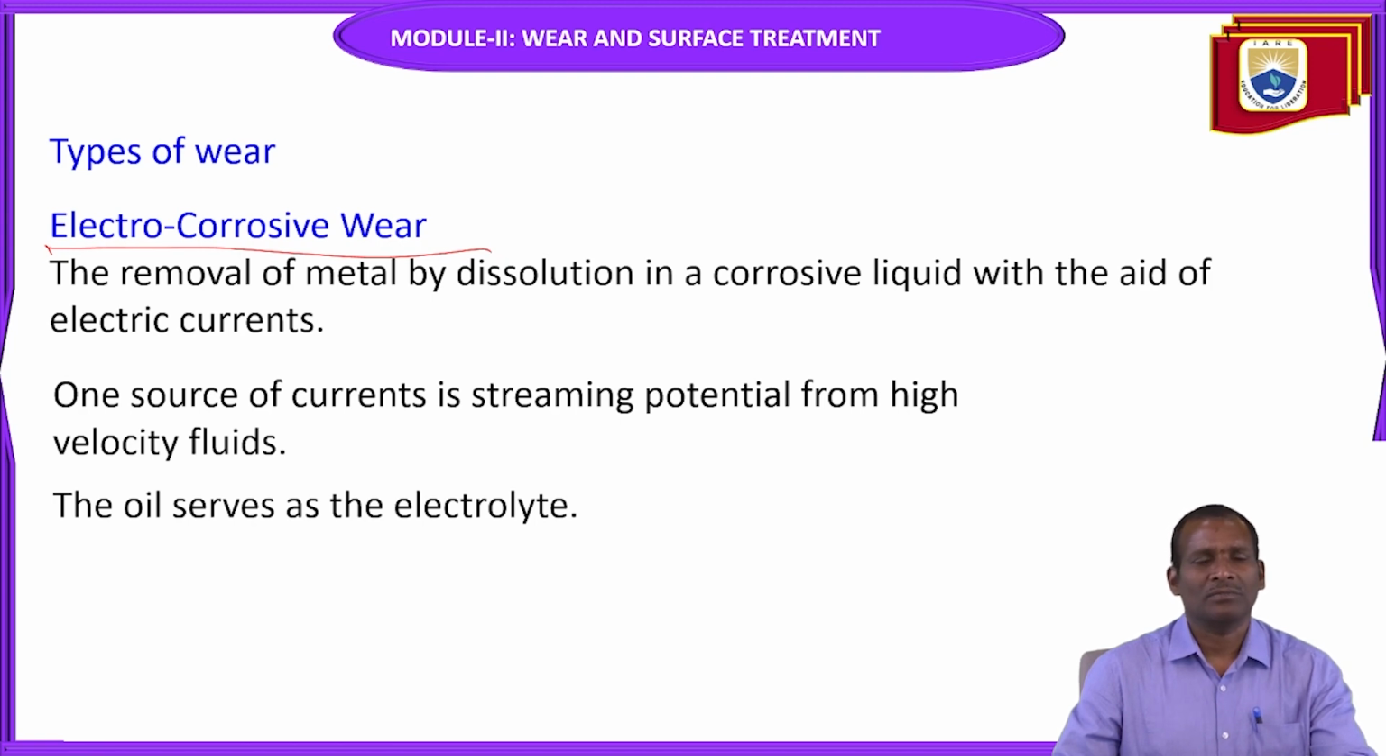The current values and then the voltage fluctuating values. So in this, the electrolyte is oil. The oil serves as the electrolyte. So in this process, some removal of metal is possible. So that is the phenomenon known as electro-corrosive wear.